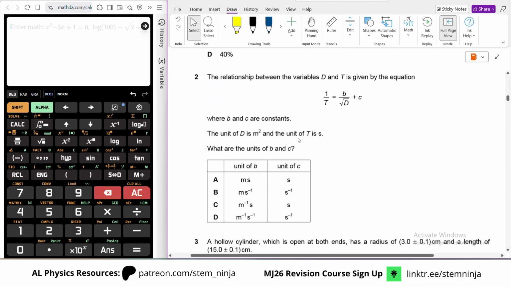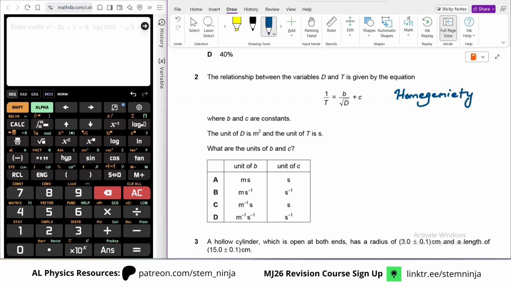The relationship between the variables d and t is given by the equation, where b and c are constants. The unit of d is meter squared and the unit of t is s. What are the units of b and c? Okay, so remember the principle of homogeneity that says that all of the summands over here will have the same unit.